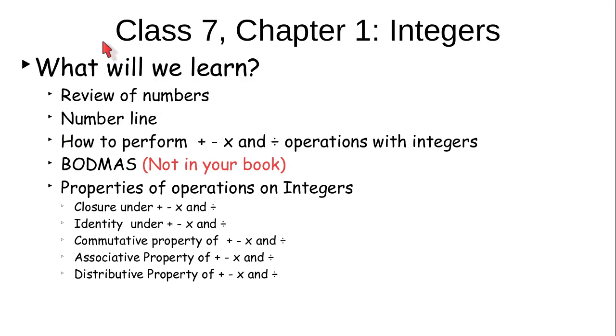So students, in class 7 in chapter 1, we cover integers. And what have we learnt? We have learnt the review of numbers. We have finished understanding what is the number line. We now know how to perform addition, subtraction, multiplication and division operators with integers. We have understood what is BODMAS, and we have understood the closure, identity, commutative property and associative property and distributive property of addition, subtraction, multiplication and division operators.